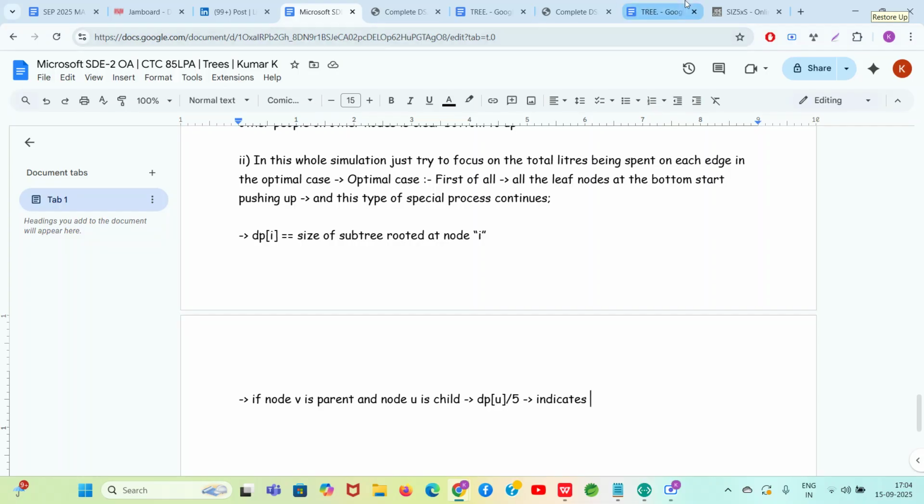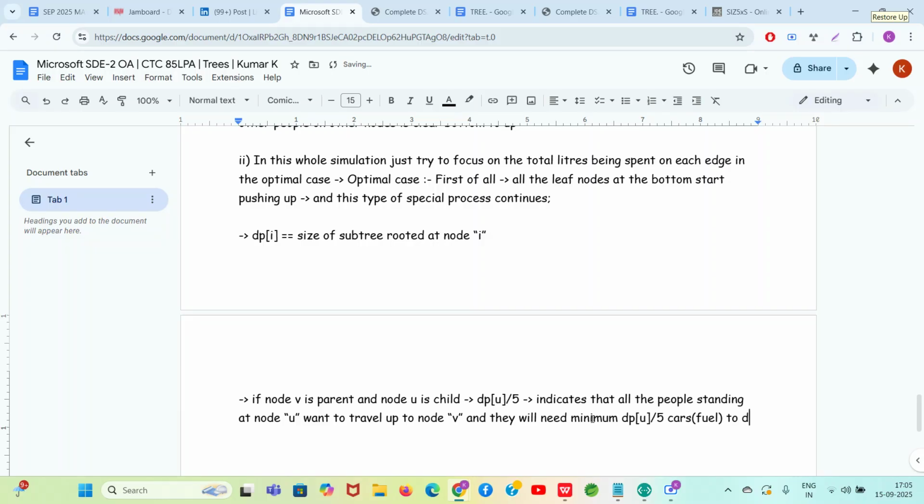Guys, if node V is the parent and node U is the child, you can imagine V and then below it U. So DP of U by 5 indicates that all the people standing at node U want to travel up to node V, and they will need a minimum of DP of U by 5 cars, or you can say that much fuel, to do it.